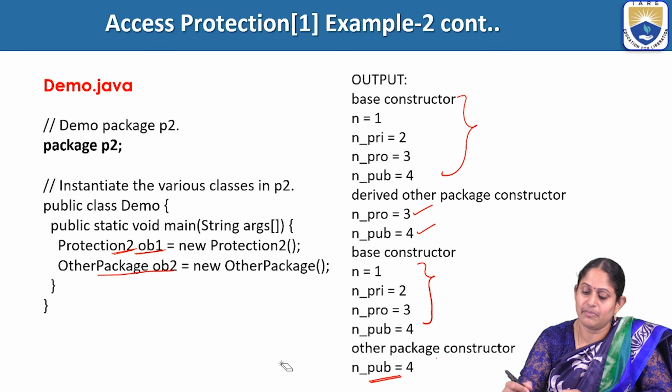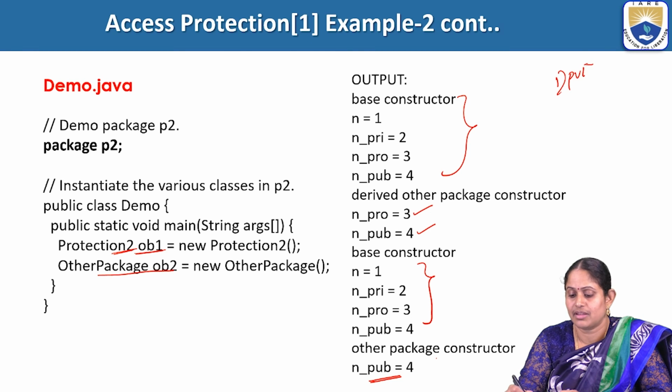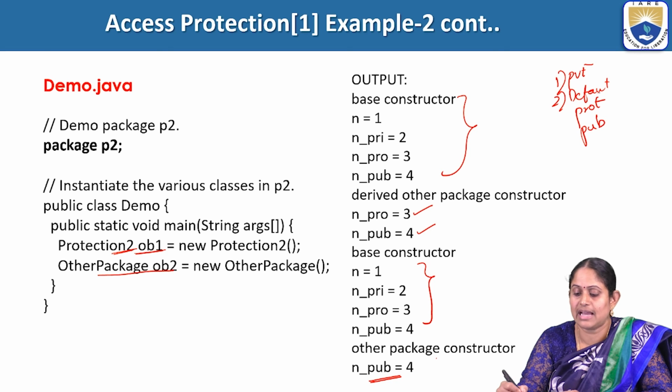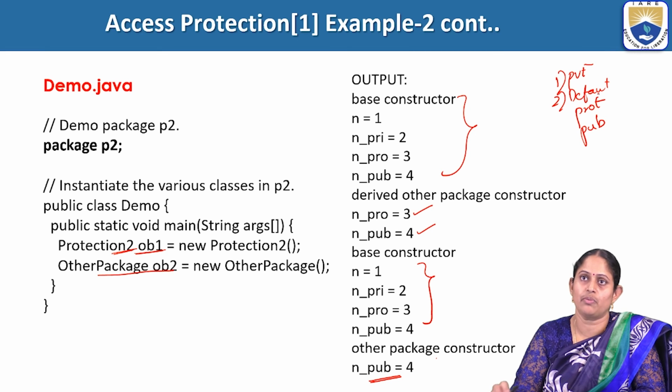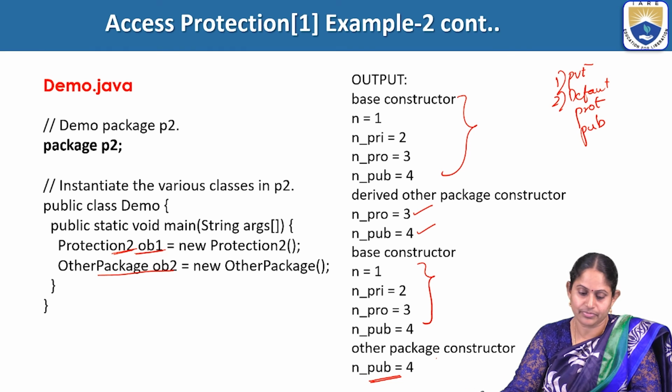So hence, the private, default, protected, and public access specifiers can be used to provide protection of the data within the packages.